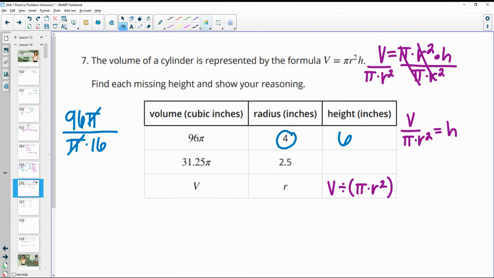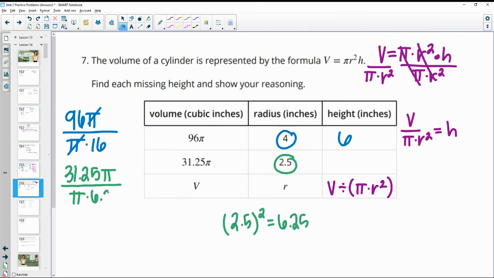So then for this next one, we have 31.25 pi as the volume. So we're going to divide by pi, and we're going to divide by the radius squared. 2.5 squared is 6.25. So we're going to divide by 6.25. So pi divided by pi is 1. 31.25 divided by 6.25 is 5. So then we end up with 5 here when we do that division.